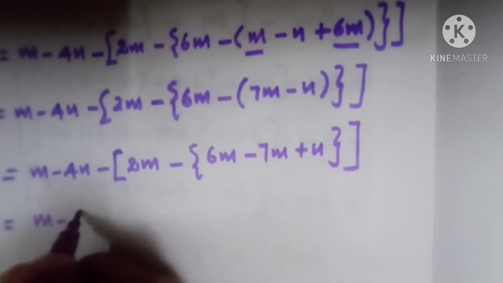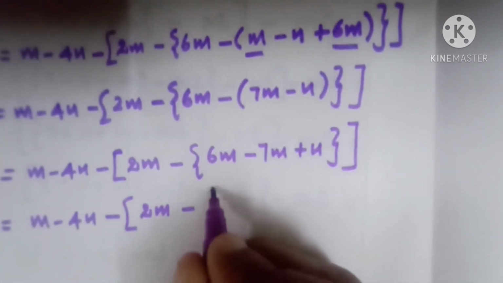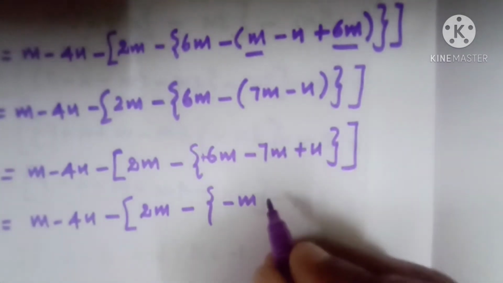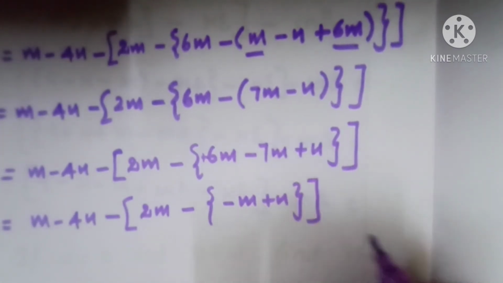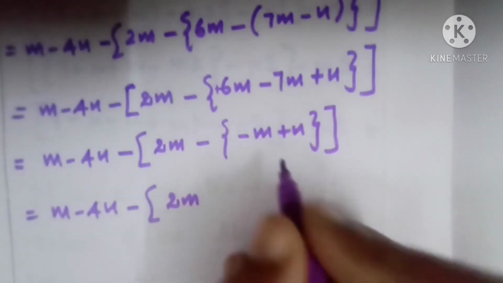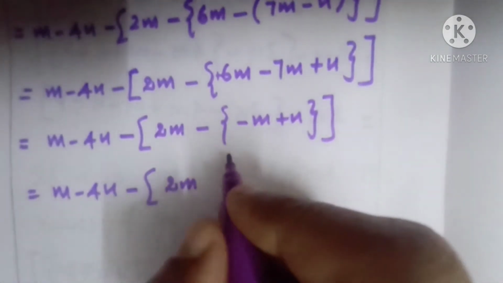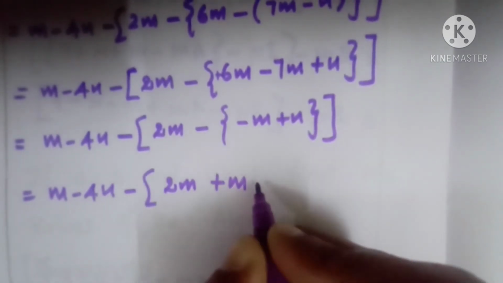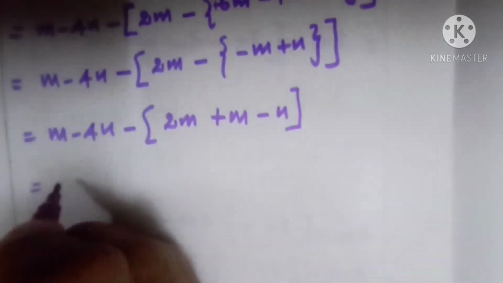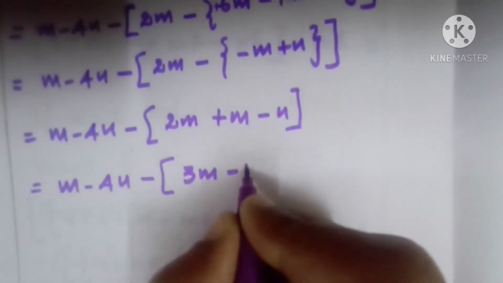Then m minus 4n minus of 2m minus, first solve that 6m minus 7m, we get minus m. Yes, they are different signs, so subtract and put the highest number's sign, plus n. Then m minus 4n minus of 2m minus precedes the curly bracket. So change the symbol of the terms inside the brackets. It will be changed as plus m and minus n, and remove the curly brackets. Now you have to solve that: m minus 4n minus of 2m plus 1m, we get 3m minus n.